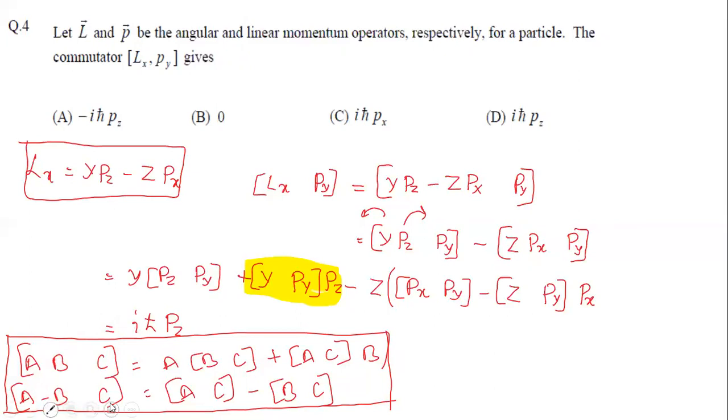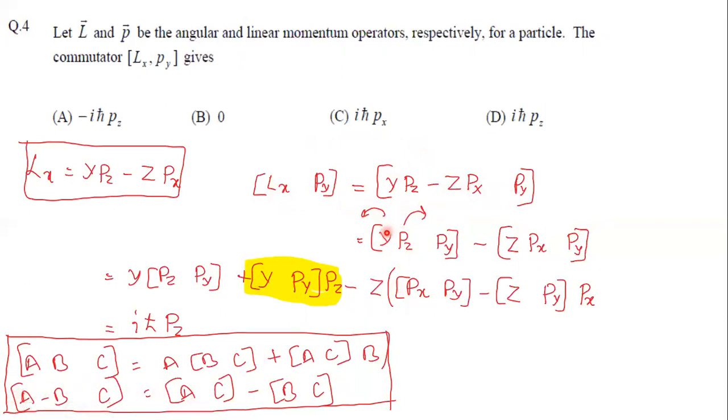The other formula you should remember in commutator algebra is that the commutator of A minus B with C is written as the commutator [A, C] minus the commutator [B, C]. Now we'll start with the commutator [Lx, Py]. Lx is written in terms of linear components, y pz minus z px, with py. Then this is expanded using this formula.